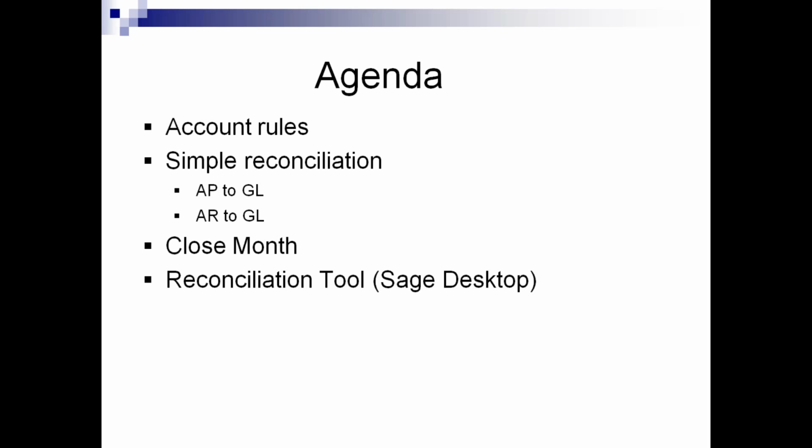We're going to talk a bit about the actual close month tasks. Some of the applications have close months, some don't, and we'll take a look at the ones that do. And then lastly, we're going to take a look at the reconciliation tool that's available on the Sage desktop. So if you are wanting to use that process instead of what we're going to be looking at this morning, it's basically the same thing, but it's all done from the Sage desktop instead of doing it individually in each application.